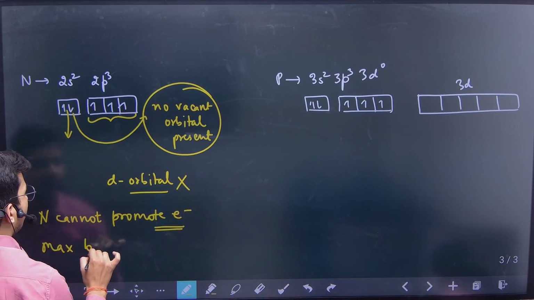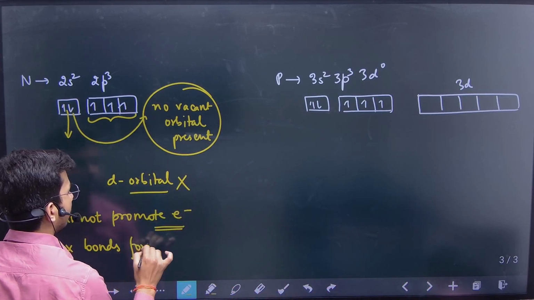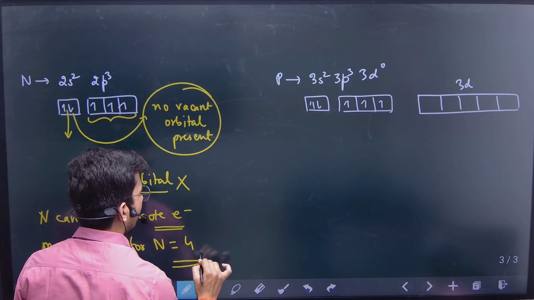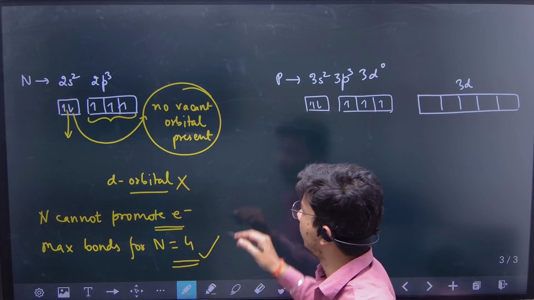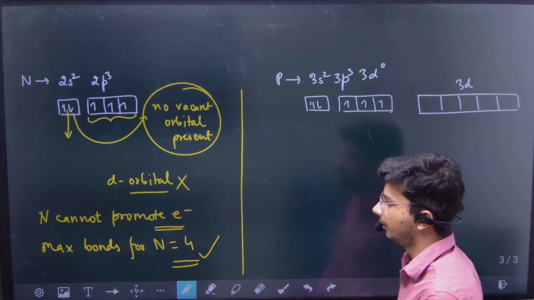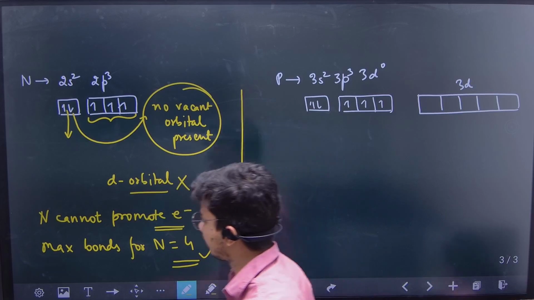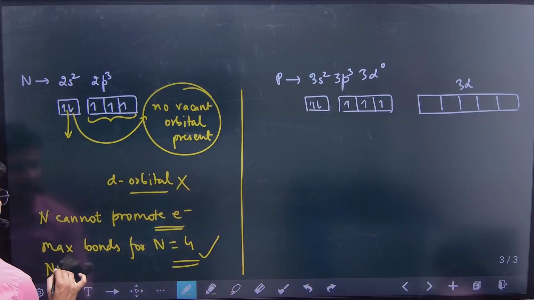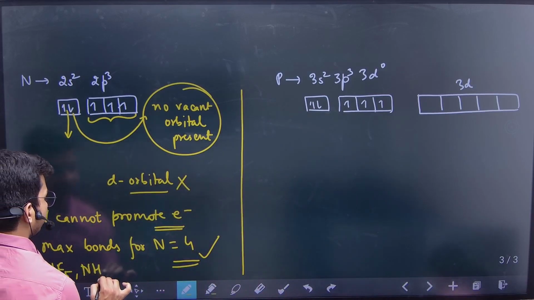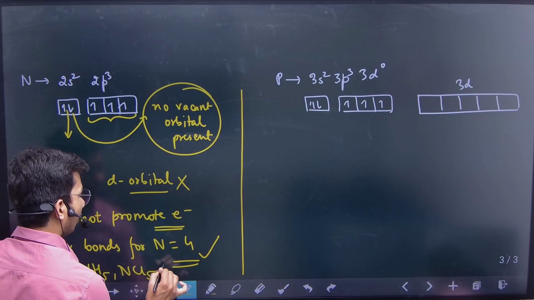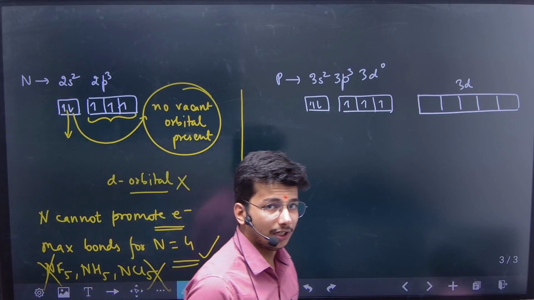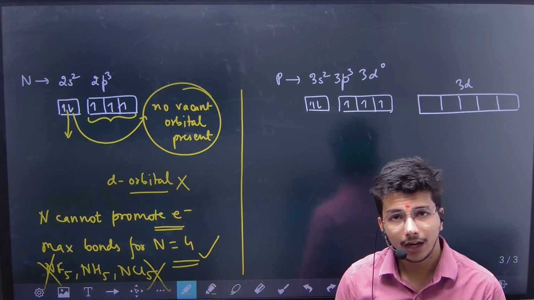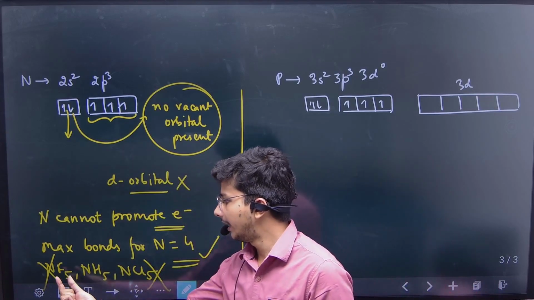So the maximum number of bonds for nitrogen is equal to what? It is 4. It can form a maximum of 4 bonds. Okay. And normally it forms 3 bonds. This is the case of nitrogen. Hence, we can say that NF5, NH5, NCl5, or any other molecule in which nitrogen is forming 5 bonds cannot exist. It will not be formed, and hence these do not exist.